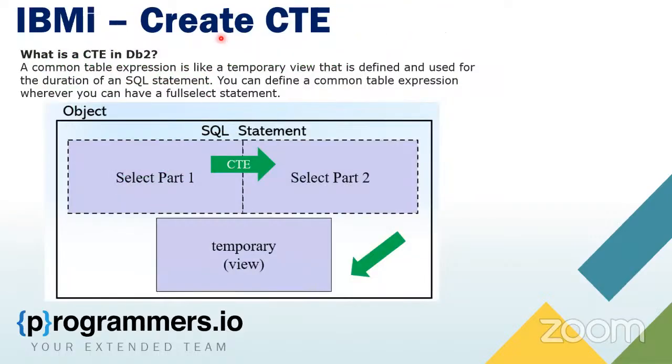Now we will see the CTE. So what is CTE in DB2? CTE is a common table expression, which is like a temporary view. If you have seen a view in SQL, this is a temporary view. If you have not seen how we can create a view or what a view is, we will cover that in the next session. We have a separate topic for the SQL view.